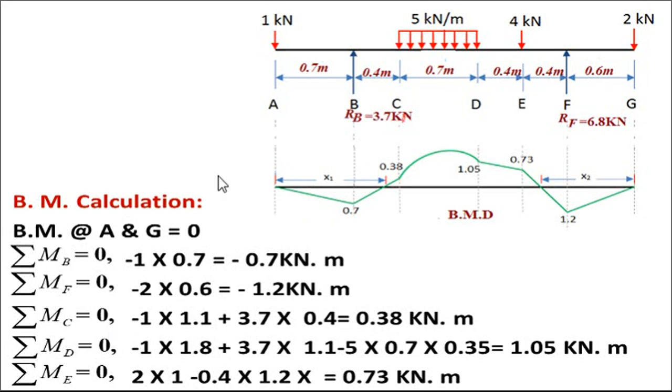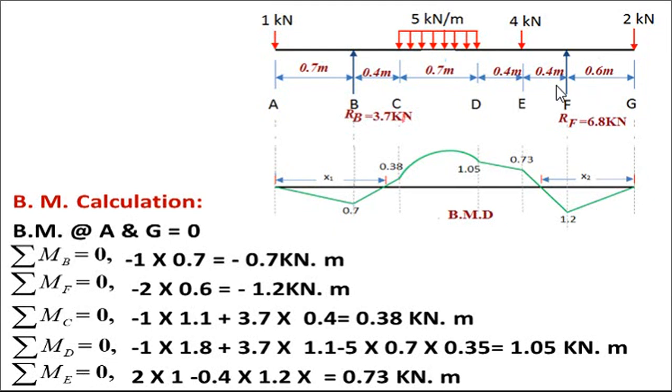Again moment at D, take the left of the section or right of the section. So minus 1 into 1.8, 3.7 clockwise moment into 1.2 is the perpendicular distance, 5 kilonewton, 5 into 0.7, that load intensity acts at the center, half of the 0.7, that is 0.35, value is 1.05 kilonewton meter. And last, moment at E.